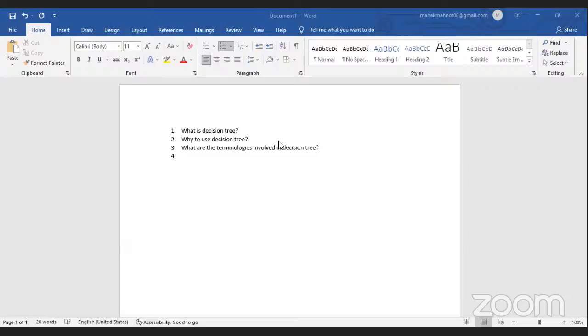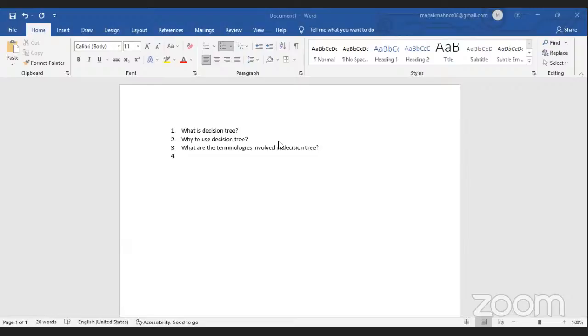Second terminology is the leaf node. It is the final output node, and the tree cannot be segregated further after getting a leaf node. If you get a leaf node, that means your module is complete; you have finally completed your decision tree. Then you have the branch or subtree, which is a tree formed by splitting the tree. And last, the parent and child nodes. The root node of the tree is called the parent node, and the other nodes are called child nodes.